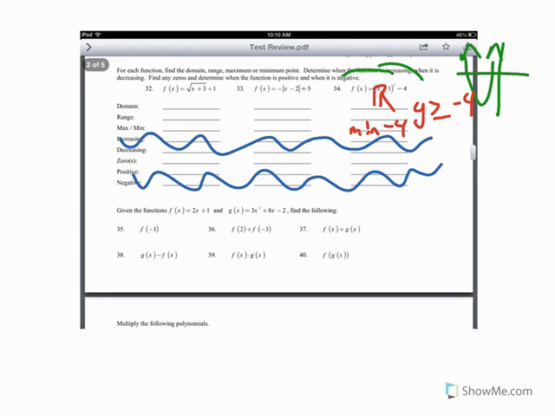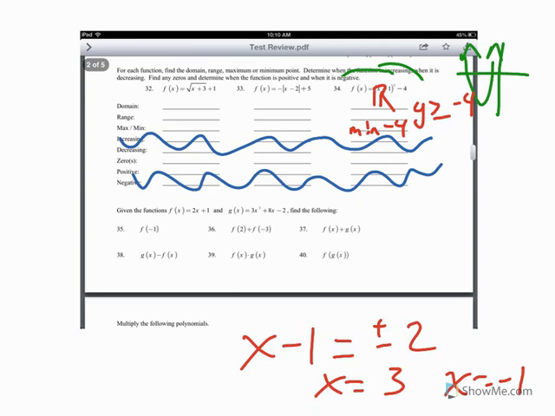My zeros is basically where it crosses the x-axis, and it is 3 and -1. And my zeros for this one, like I said, once again, it's just where I cross the x values. So it's at 3 and -1. And that's it for that one.